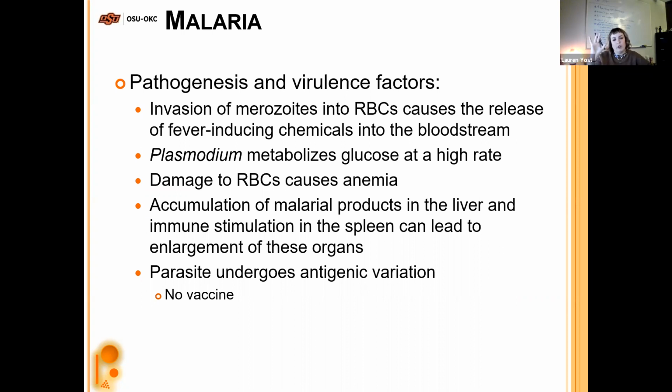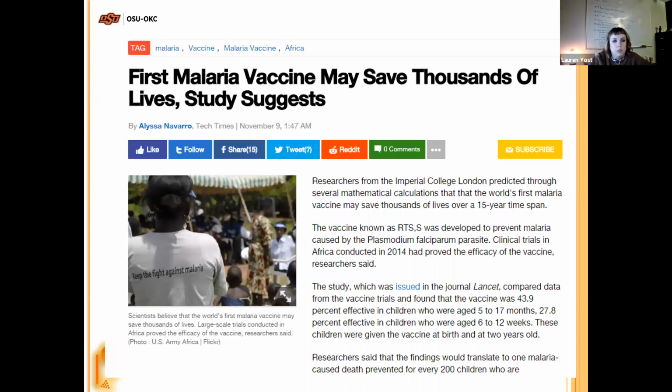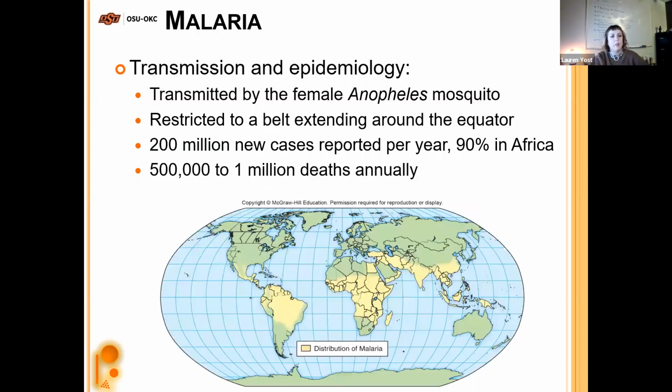And then the parasite will undergo a lot of antigenic variation. So our immune system can't keep up with that necessarily. So the vaccine isn't particularly useful unless they can target something that isn't going to change a lot. So there has been some study into development of a vaccine, but so far it hasn't been particularly reliable.